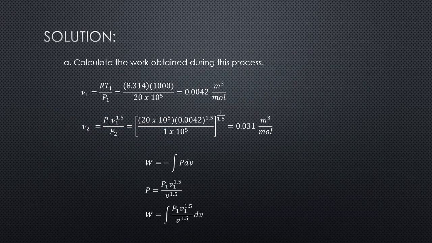So for letter A, we get the initial volume by using the ideal gas equation. So V1 is equal to RT1 over P1, and then plugging all of the values, we get 0.0042 cubic meters per mole. To get V2, we make use of the pressure-volume relationship stated earlier. So plugging all of these, we get 0.031 cubic meters per mole. And then work is just equal to the integral of P dV.